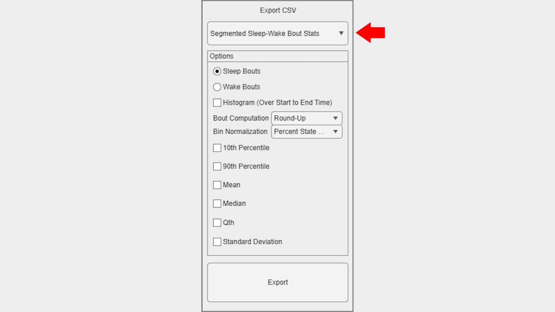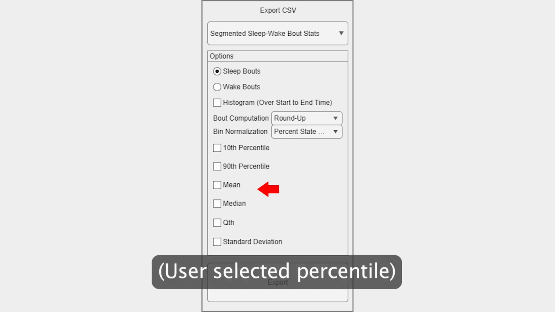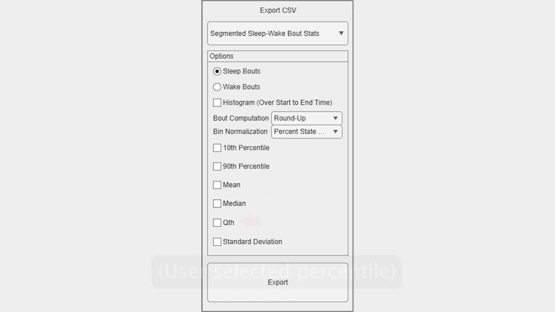The segmented bout stats option exports several statistic files that describe sleep or wake behaviors. This includes the histogram bin values over the selected start and end time of the export. And over a sequence of user-defined time intervals, it can export the mean, median, standard deviation, 10th percentile, 90th percentile, qth percentile, and the percentage of bout lengths greater than a user-defined threshold bout length in seconds.